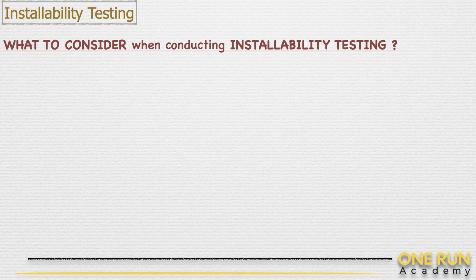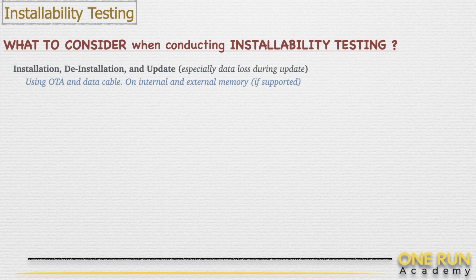Starting by testing the installation process using both over-the-air and data cables. For instance, you might download an app via Wi-Fi, or you might use a USB cable to transfer it directly from your computer. Make sure it installs correctly on both internal and external memory if your device supports external storage, of course. Think about the last time you downloaded an app on your mobile device. It should just work, right?